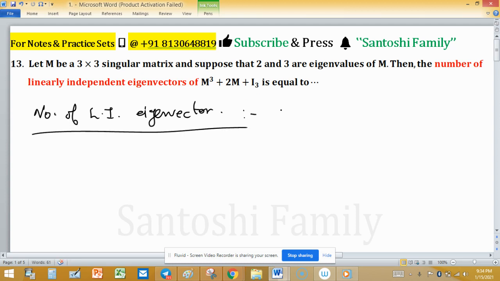If we know the rank, then we can easily tell the nullity of a matrix by the rank nullity theorem. Because M is singular and of size 3 by 3, one eigenvalue is 0, and the two other eigenvalues are given to us. 0 is indirectly given and 2 and 3 directly. You can see 0, 2, 3 are eigenvalues and these are distinct and real.